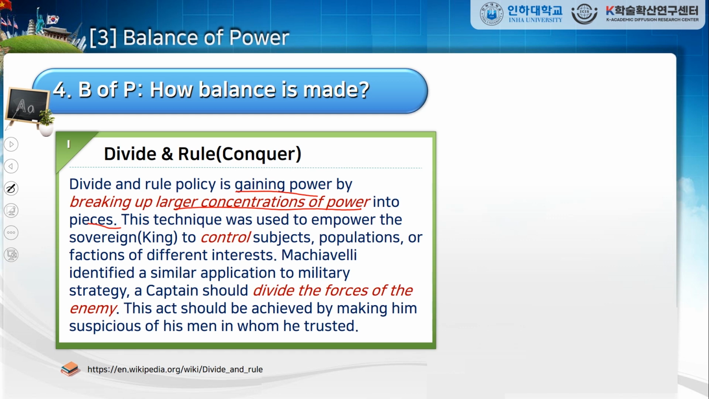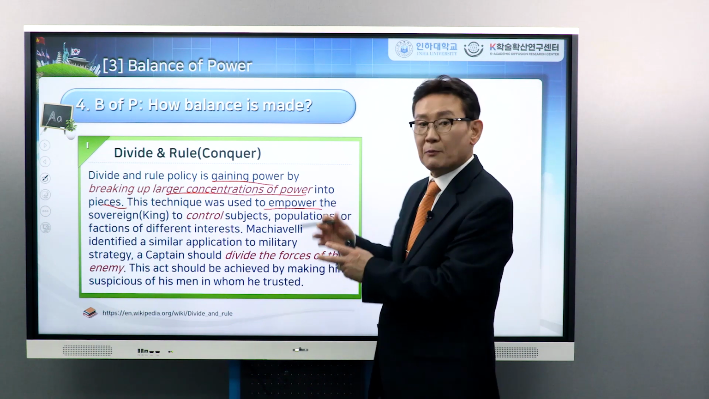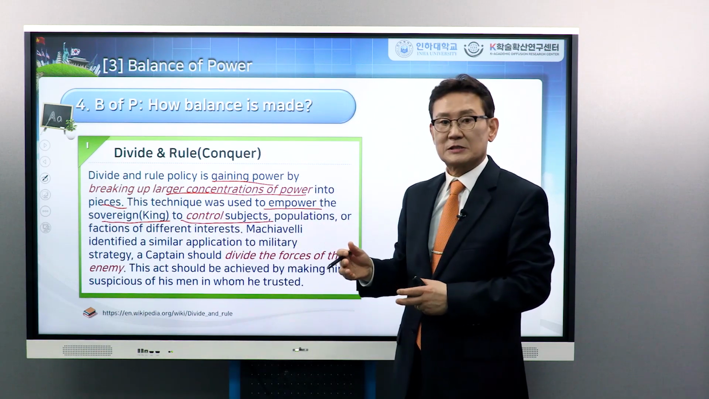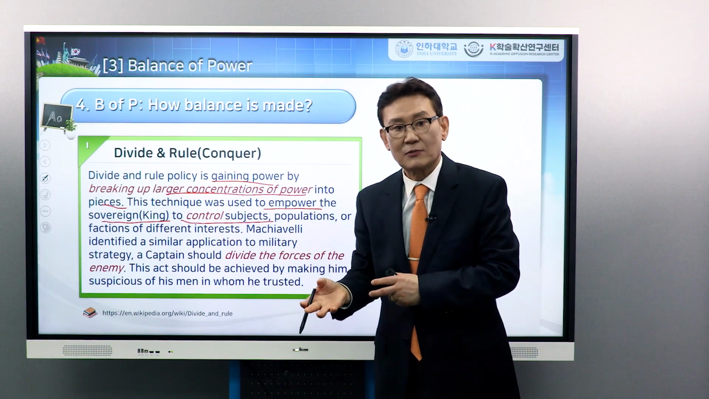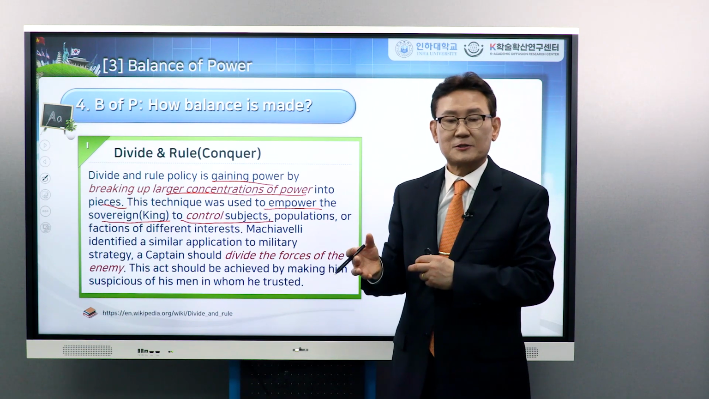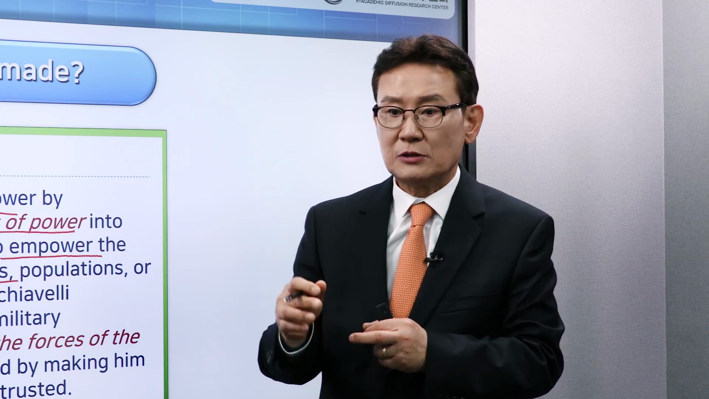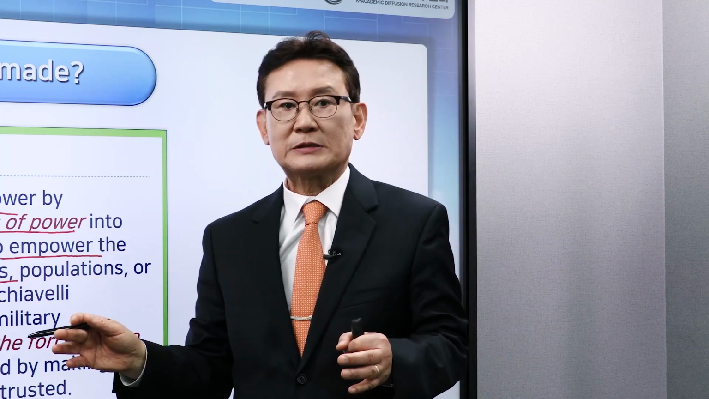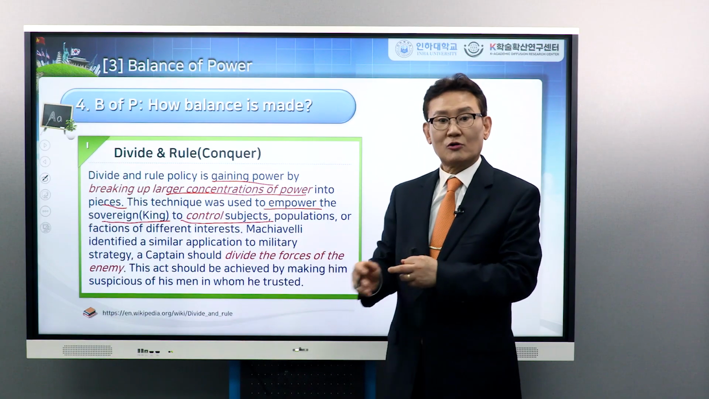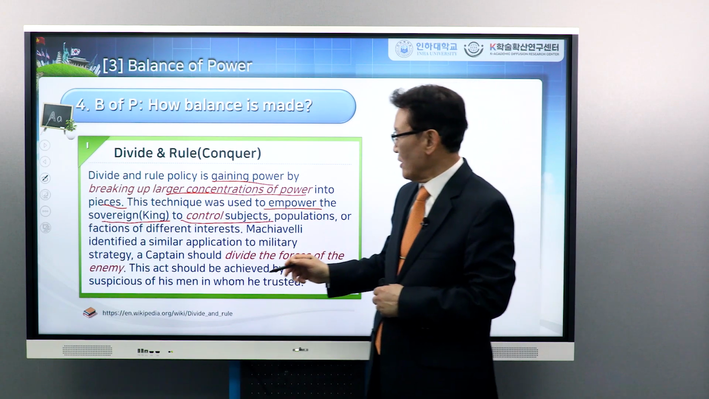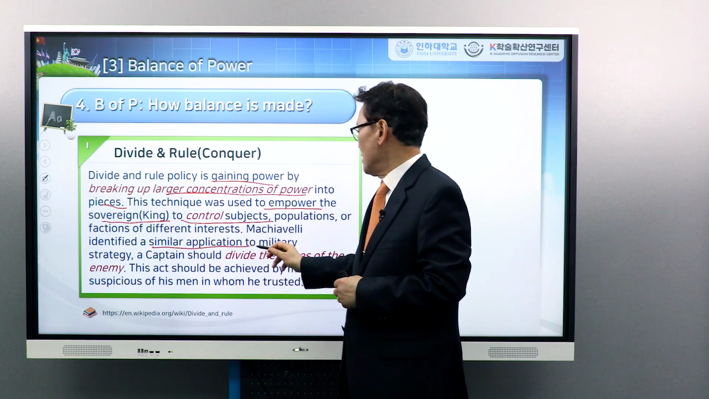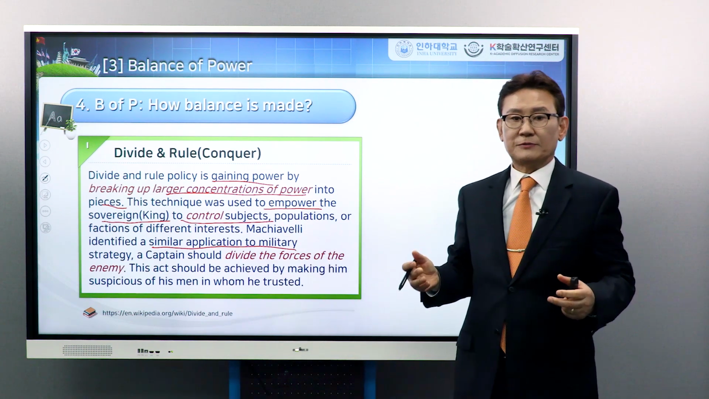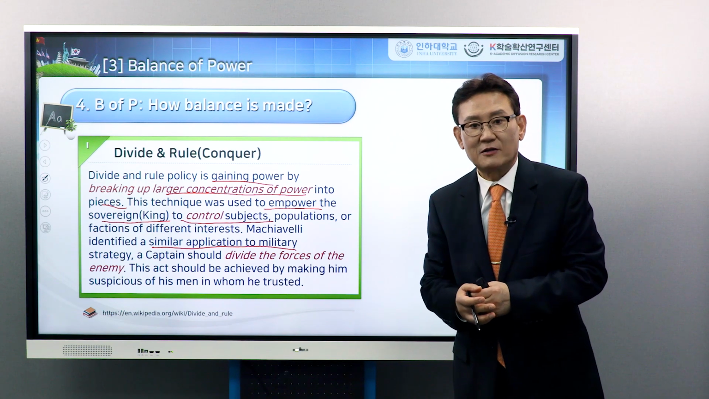So this technique was used to give power to the sovereign or king to control the subjects or his populations or factions of different interests. In order to control his subjects, kings used the tactics of divide and rule. Machiavelli, long time ago, already identified a similar application to military strategy. So a captain, according to Machiavelli, should divide the forces of the enemy.